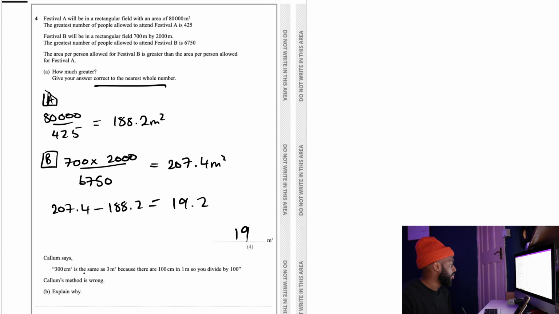In part B we can see what Callum says here. He's not correct because 1 meter squared is equal to 100 centimeters multiplied by 100 centimeters. So instead of dividing by 100 as he's done here, he should really be dividing by 10,000, and that's his error.